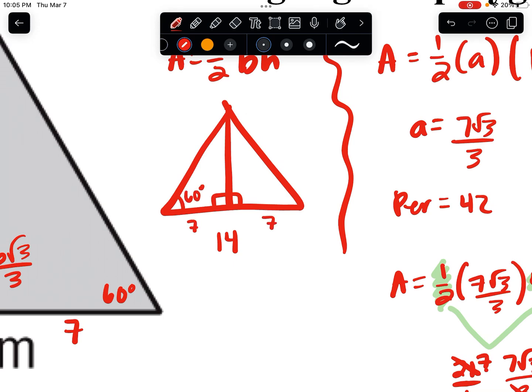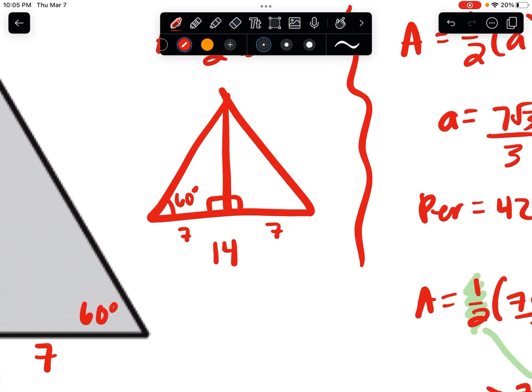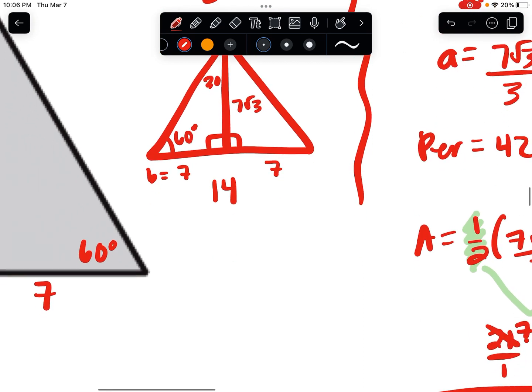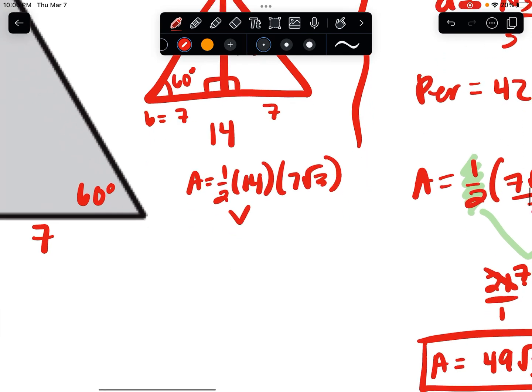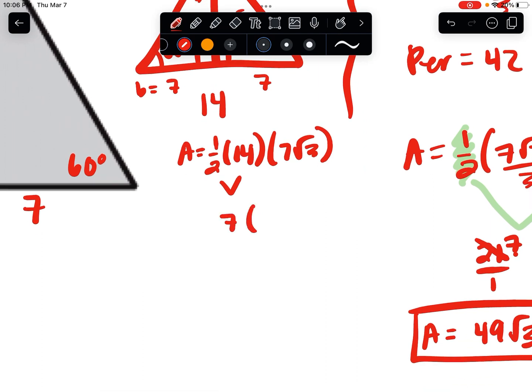Except this time around, we're using the 60 degrees here. This would be our 30, and notice our b side is equal to 7, which is even better because that makes our height 7 root 3. As we know, area is equal to 1/2 base, 14, times the height, 7 root 3. And we could do 14 times 1/2, which is 7. 7 times 7 root 3, which is now equal to, you guessed it, 49 root 3.